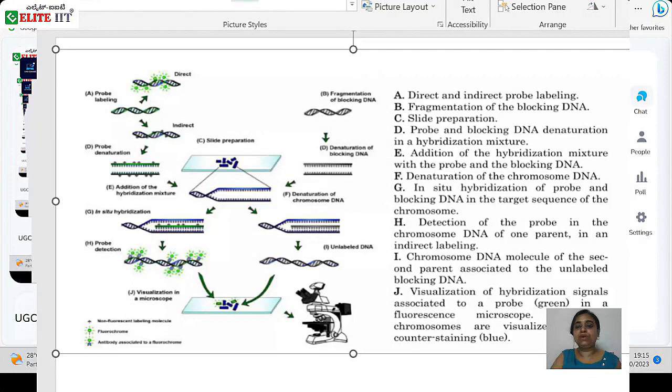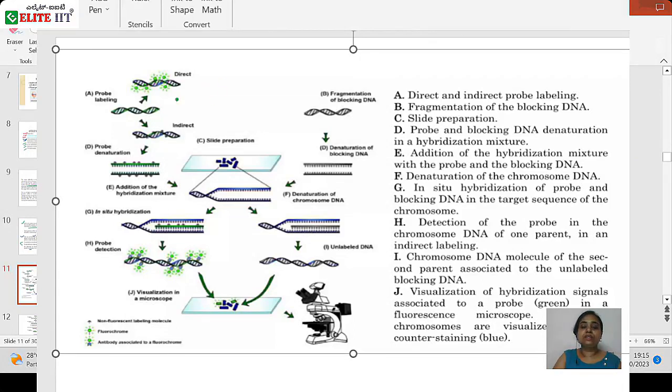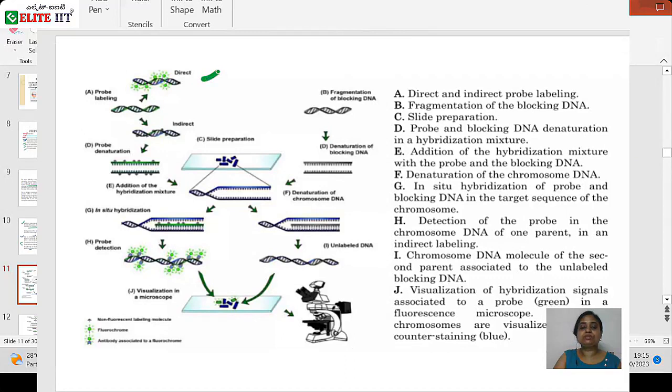Okay, so the process is written in this slide. Now, in this case, what is happening? First of all, if you are using the direct method, you just add the probe which is labeled with the fluorescent compound. If you are using the indirect method, you have to follow that process: biotin or another compound should be added. So that is the indirect or direct method preparation. Now what you have to do? Probe denaturation. Always if you want to make the hybrid molecule, you have to do the denaturation process.